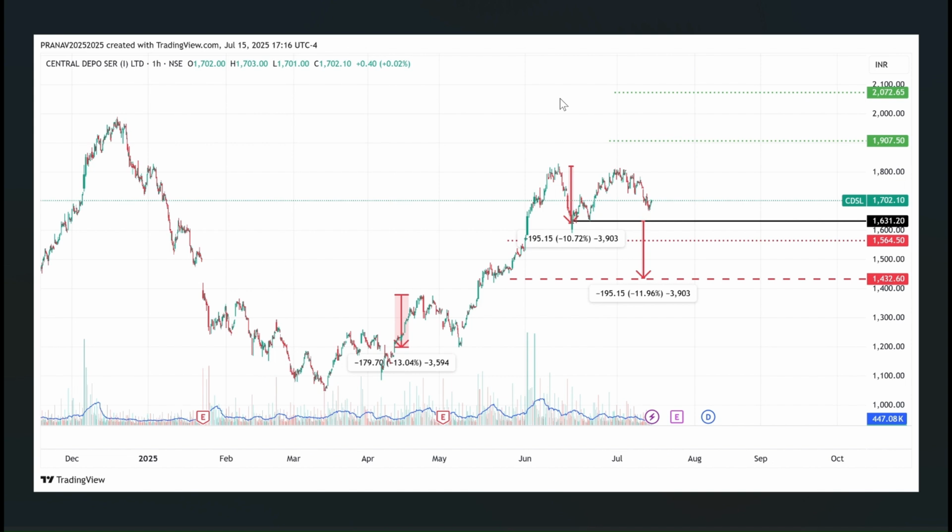Now I just want to show you the drops that we talked about. The 180 one, this 190 one, and if I double this, then it goes to 1432. Sorry, it's not 1462, it's 1432.